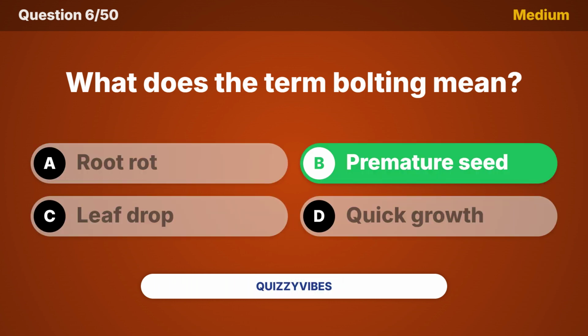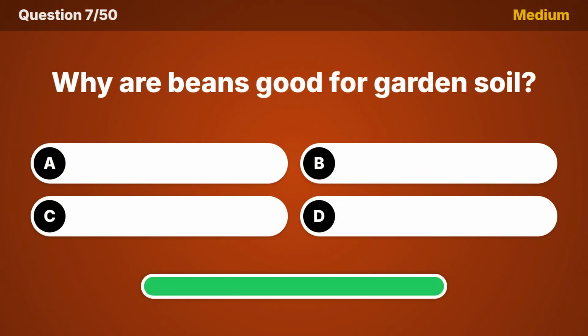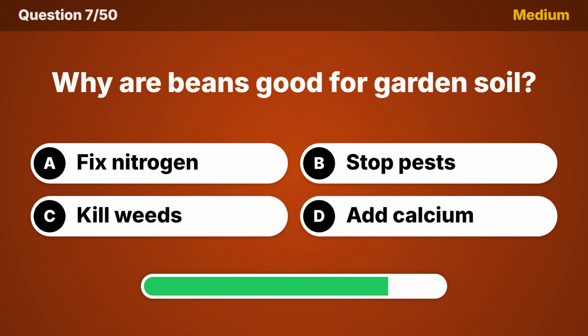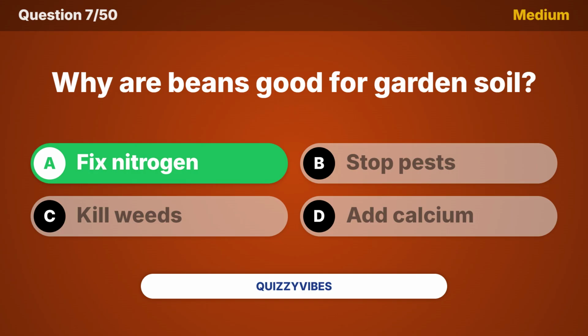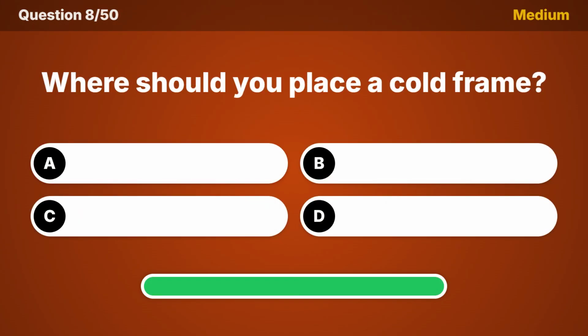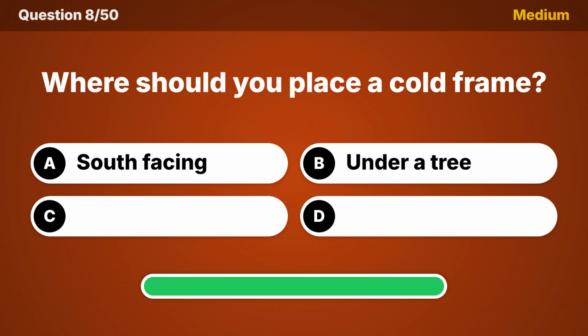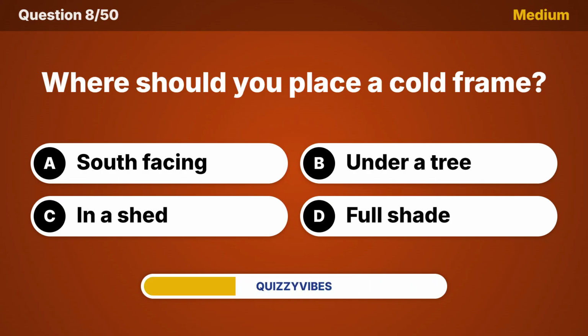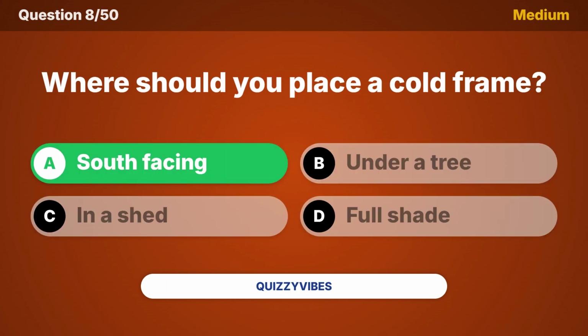The answer is premature seed. Why are beans good for garden soil? The correct choice is fixed nitrogen. Where should you place a cold frame? Did you guess it? The answer is south-facing.